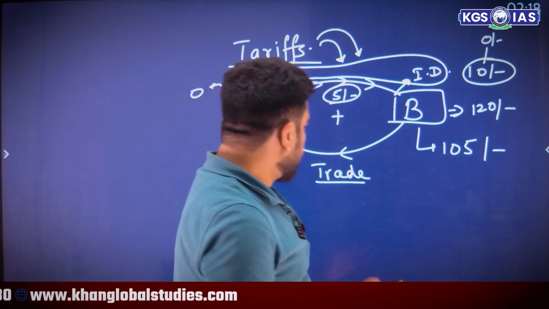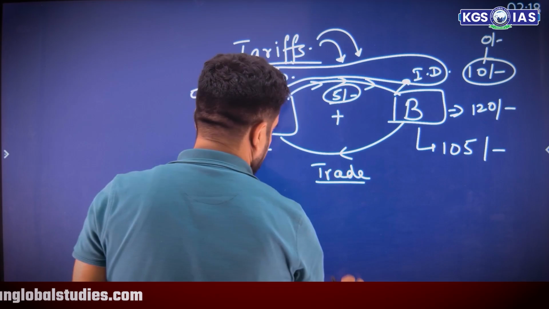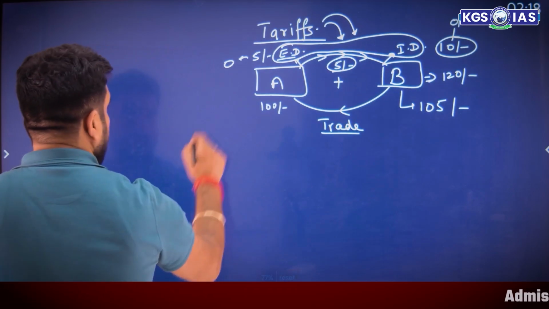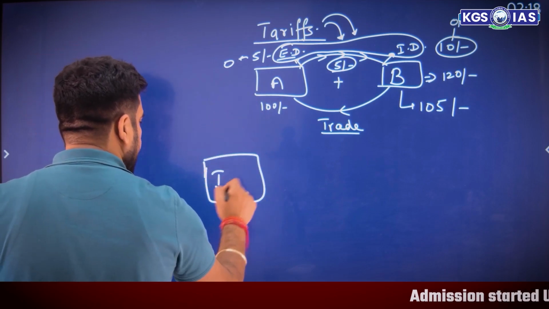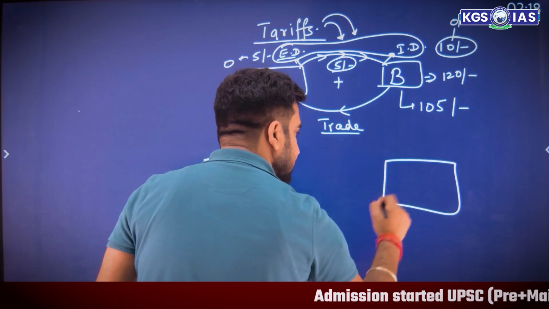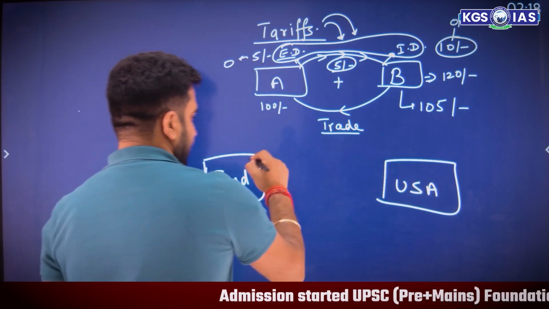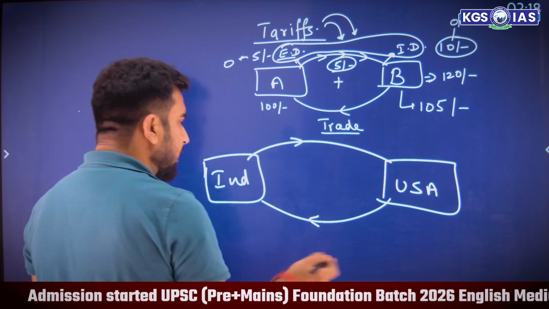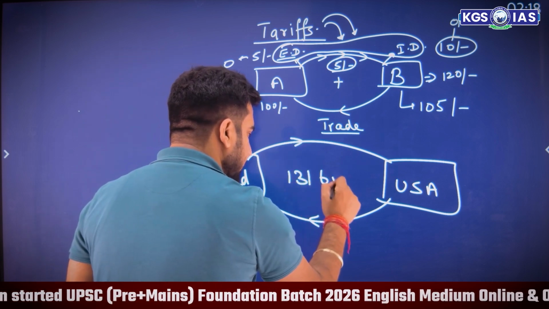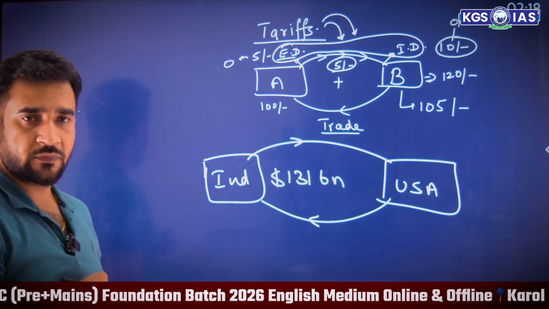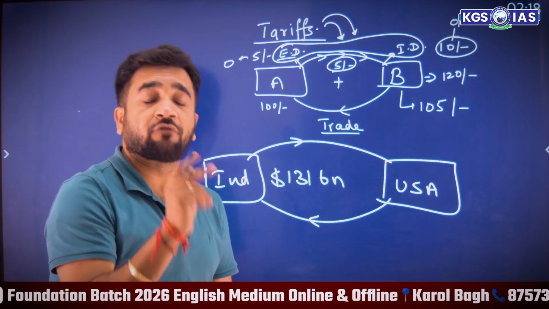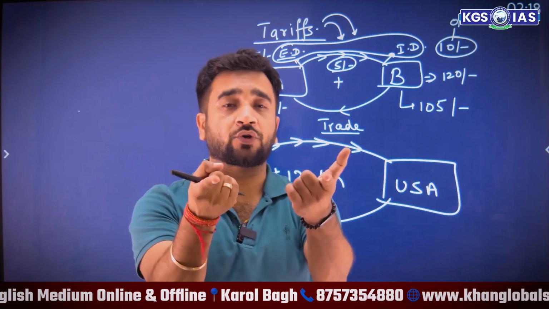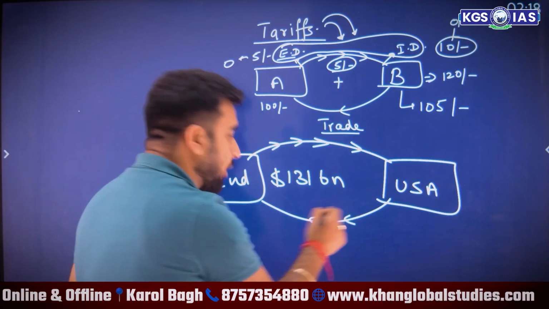Now, the situation between India and USA is kind of similar. Now, let's suppose this A is India and this B is USA. India is exporting to USA, India is importing from USA. And the total trade between India and USA was somewhere around $131 billion. And the best part for India in this trade was that India was having a trade surplus, meaning India was exporting more to USA as compared to importing from USA.